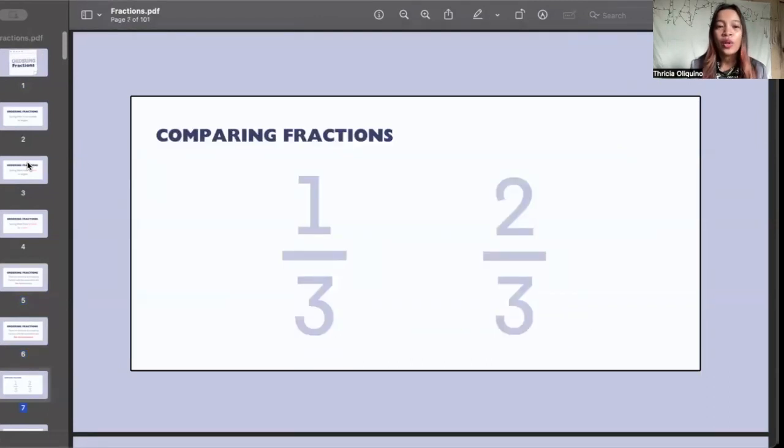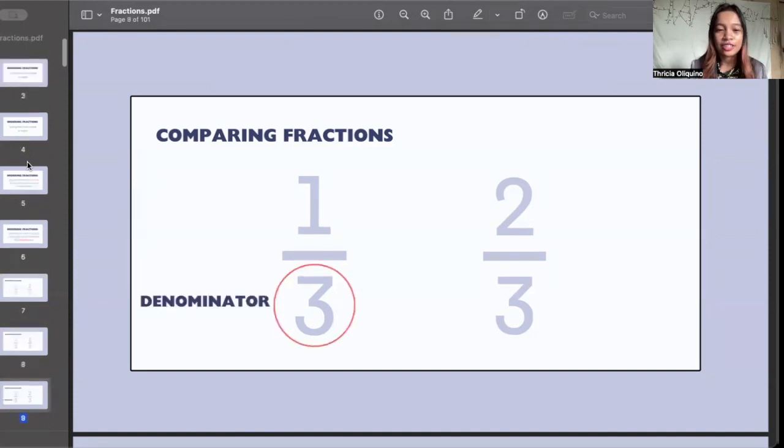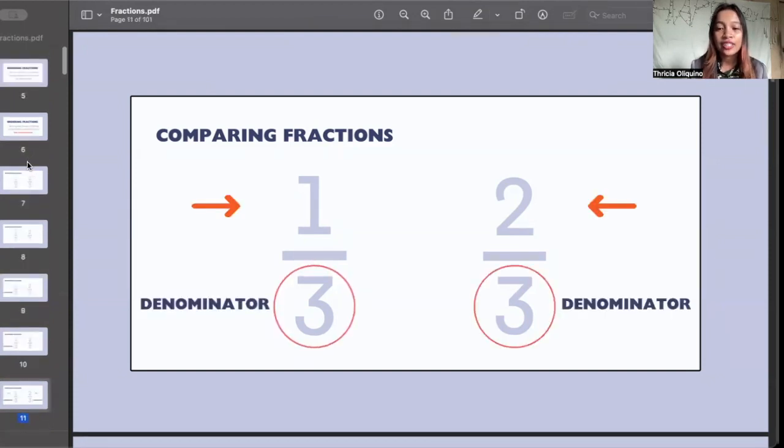For example, this one. When we compare fractions with like denominators, what do you see? Yes, it has the same denominator of 3. Good job. So the 3 there is the denominator of these fractions. And when we need to compare fractions with like denominators, all we need to do is to look at the numerators. Again, you don't have to draw models anymore, but you need to focus and look at the numerator. So in those fractions, we have 1 and 2 as our numerators.